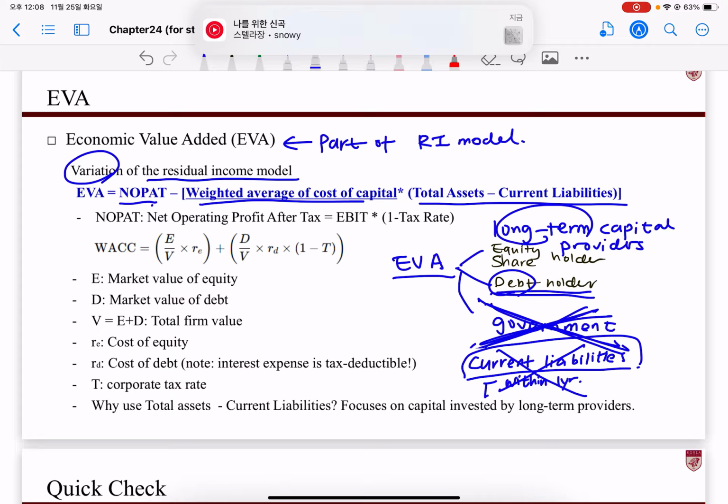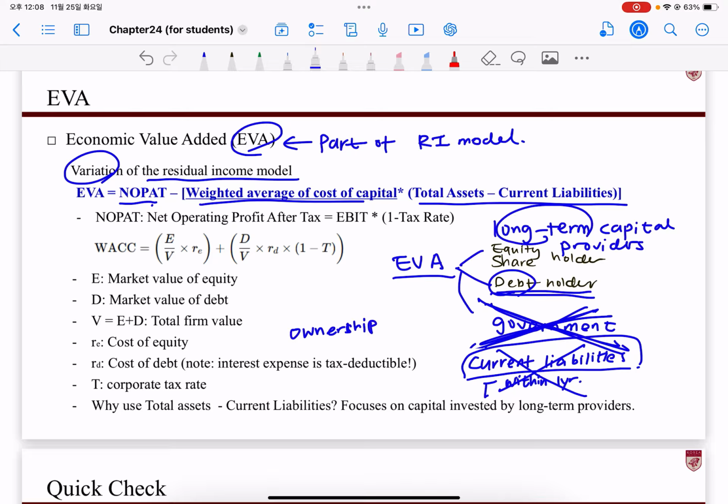Why? Because from the EVA concept, we are only interested in people that are actually owning the company, that have the ownership. But if these people are included, they are not necessarily having a higher stake in the company. They're only there within 1 year. So they're not the actual owner of the company. So we only want to focus on how much return goes to these equity holders and the debt holders. So that's the point.